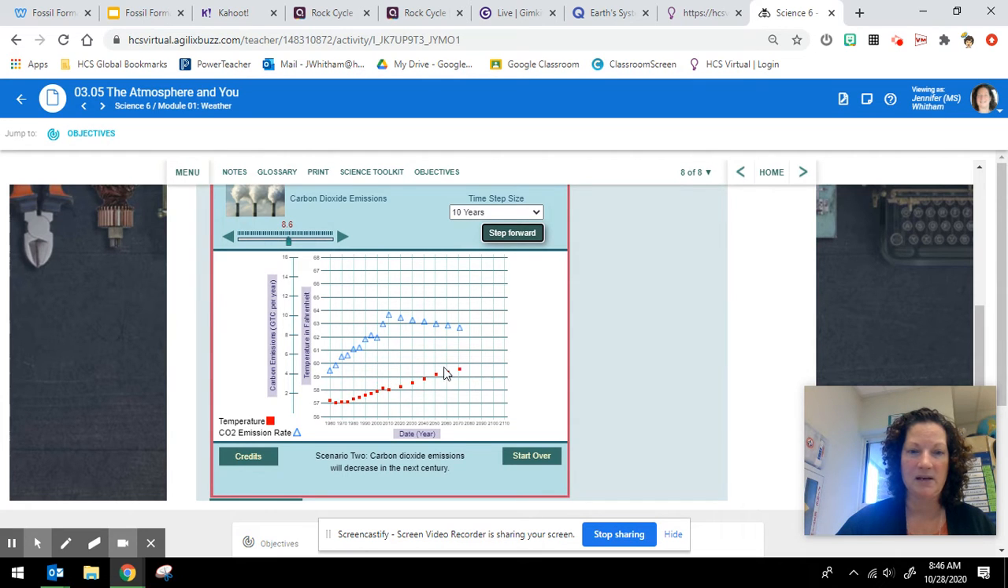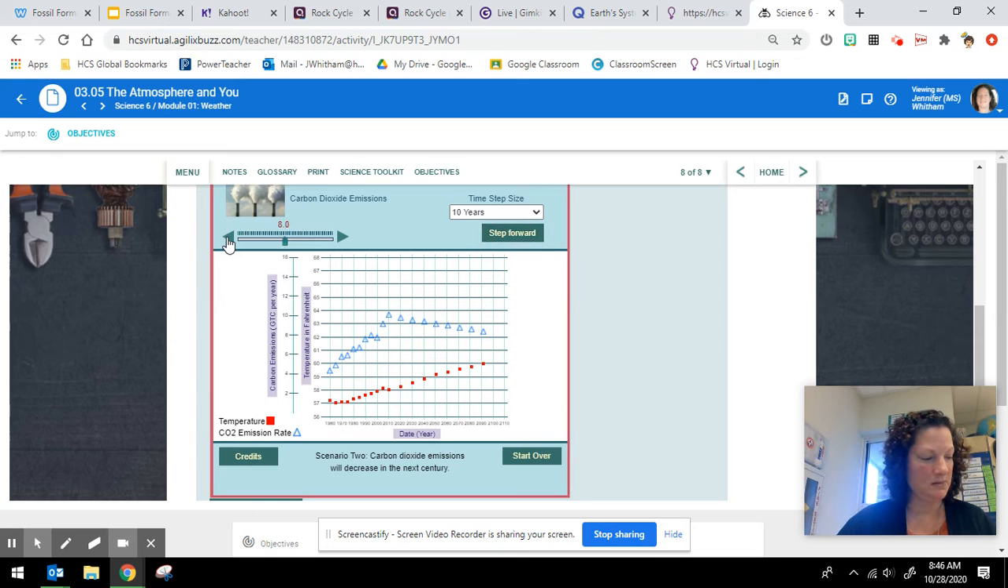So this little red dot here, if you come over to the side that says temperature, it's about 59.75. Decreasing again to 8.4. This should be for the year 2080. Press step forward. For 2080, I have a temperature of 59.85. For 2090, I'm decreasing to 8.2. I hit step forward, and I have a temperature of 60.